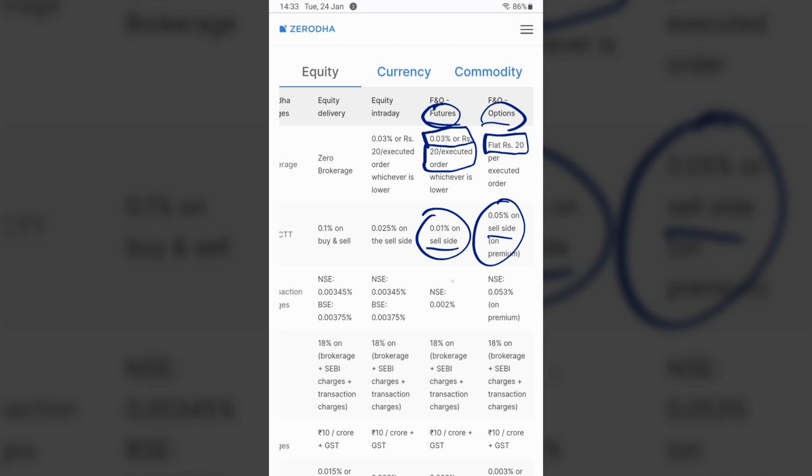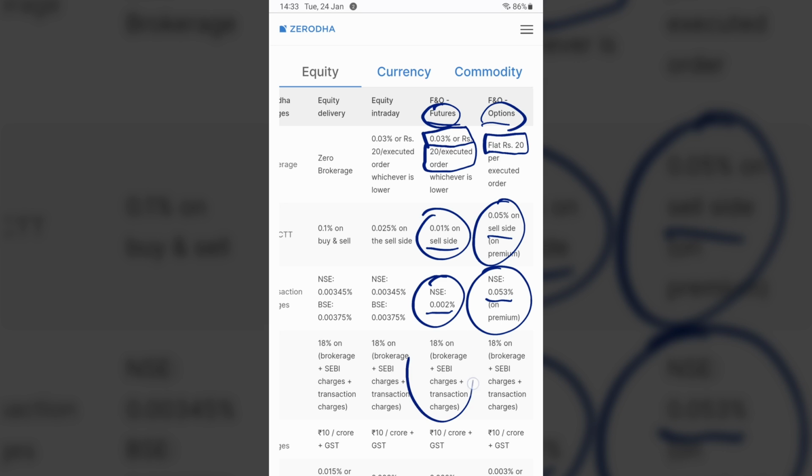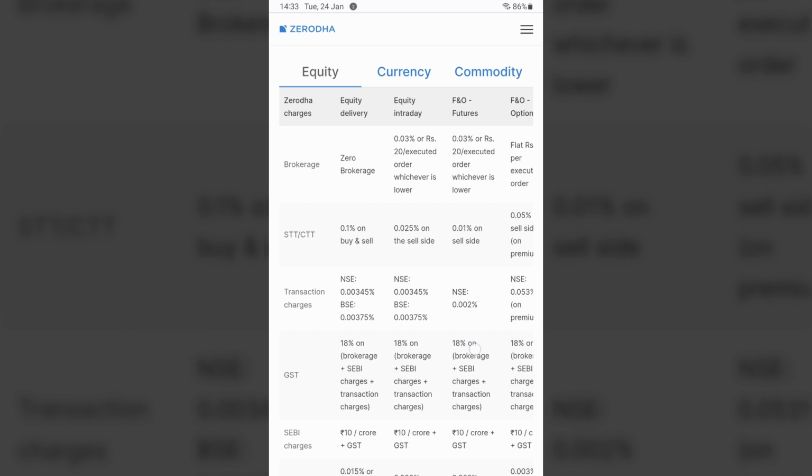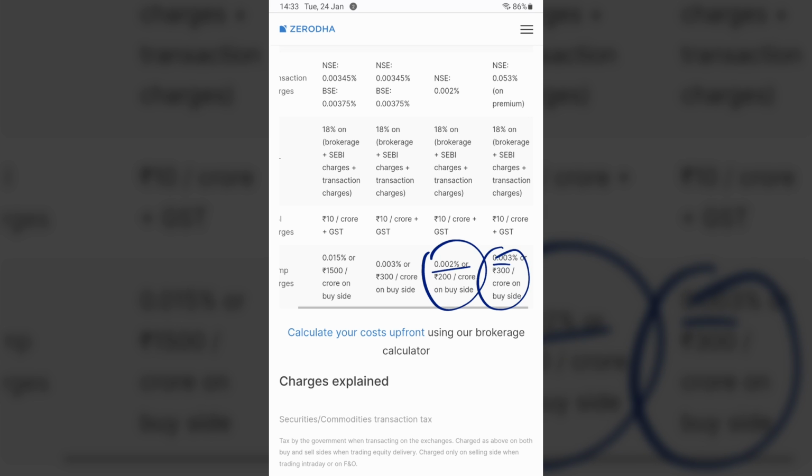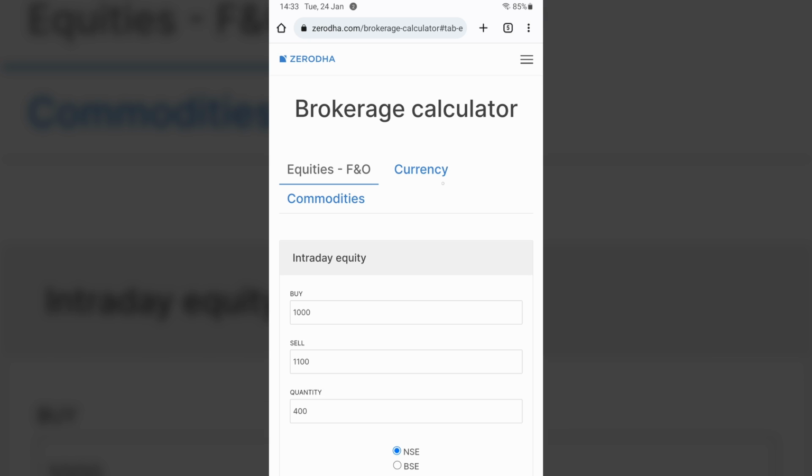Your transaction charges by exchange, again 0.002% here and 0.053% here. 18% GST will be standard. Your 10 rupees per crore on GST as SEBI charges is still common. Your stamp charges vary a little. Again, it is only on buy side and either 200 or 300 rupees per crore, but again, it is the lower of 0.002 or 0.003. Now let's go to the calculator and look at how this works.